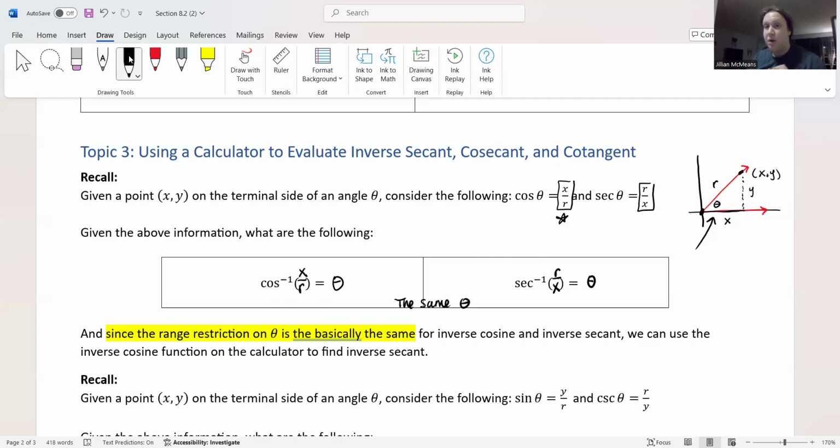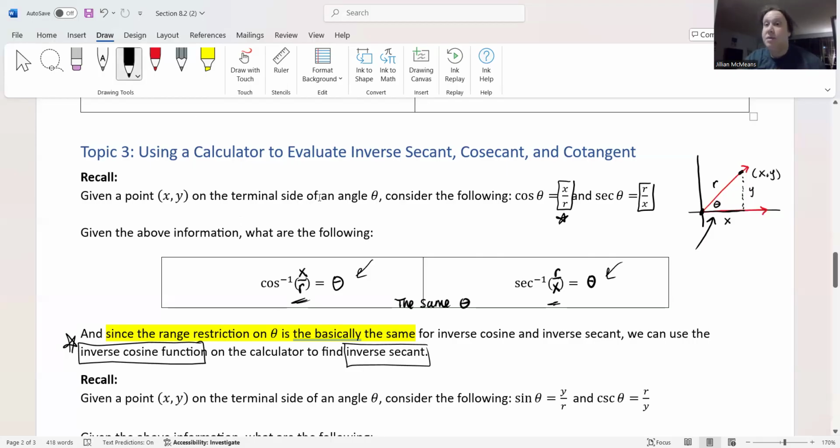That's really, really great news for us because, as I have written out here, since the range restriction on theta is basically the same for inverse cosine and inverse secant, we can use the inverse cosine function on the calculator to find inverse secant. That's really helpful because, keep in mind, even though we have different ratios here, they were spitting out the same angle theta. And they're spitting out the same angle theta because we've restricted them in the same way.